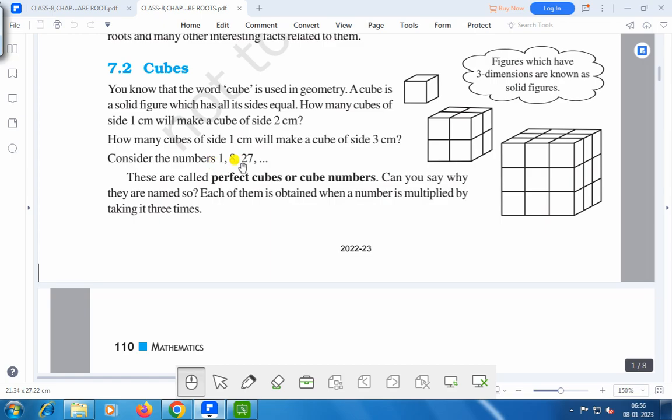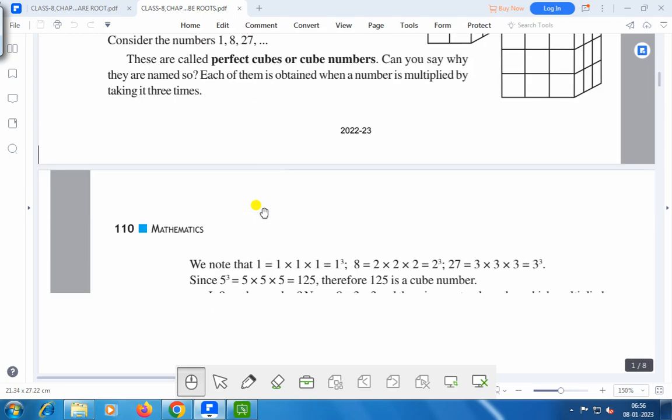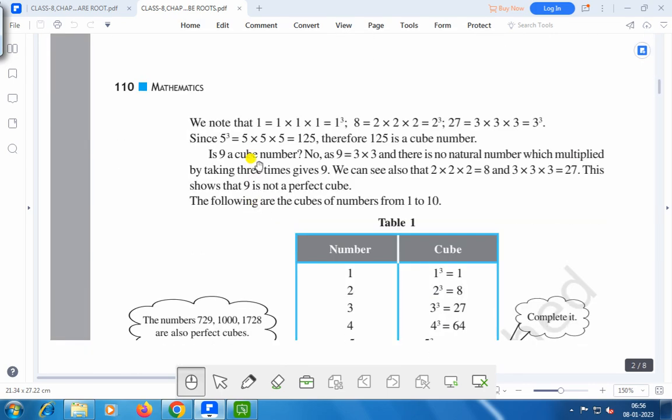Consider the numbers 1, 8, 27. These are called perfect cubes or cube numbers. Can you say why they are so named? Each of them is obtained when a number is multiplied by itself 3 times. We note that 1 into 1 into 1, that is 1 cube. 2 into 2 into 2, that is 2 cube, equal to 8. 27 equal to 3 into 3 into 3, that is 3 cube.